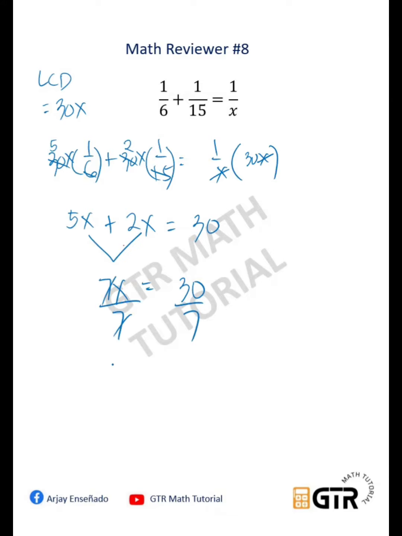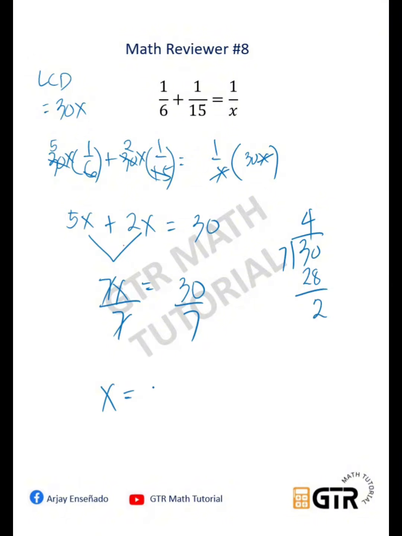So the final answer is 30 over 7, or we can convert this into a mixed number. So convert to mixed number. So let's just divide manually. 30 divided by 7, that is equal to 4. 4 times 7 is 28. Subtract, the remainder is 2.